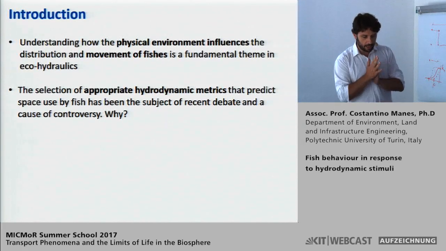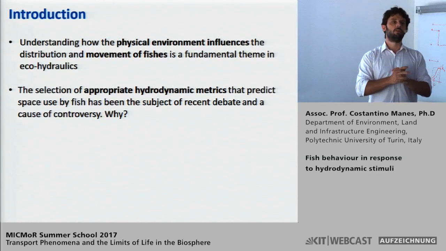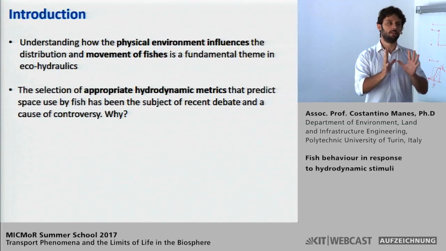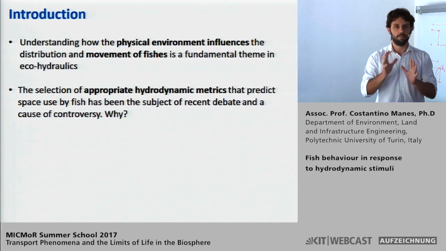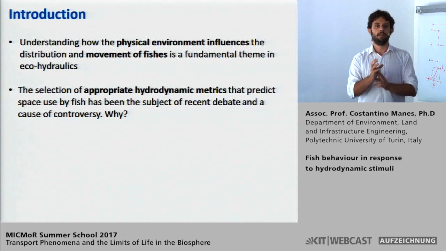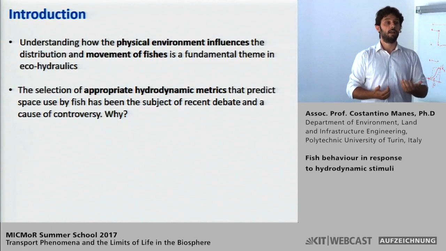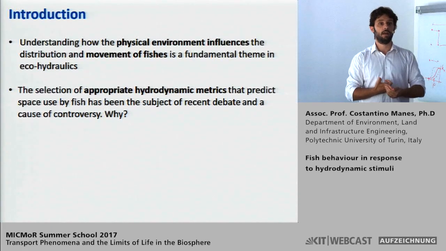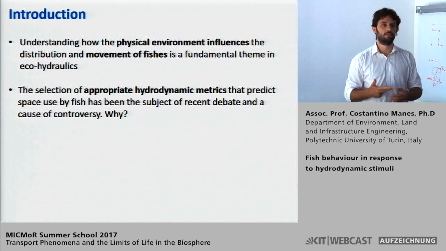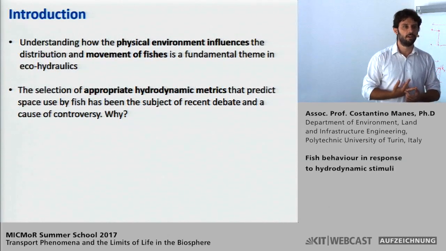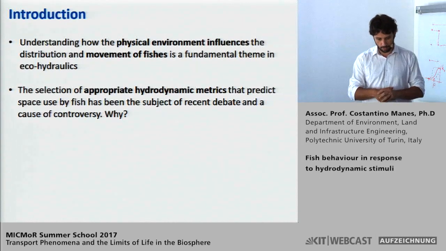This topic has created a fairly big debate in the literature, because if you want to identify what sort of hydrodynamics fish prefer, you have to find a hydrodynamic metric to describe it. Do fish like low velocity areas to stay there? Do they like high turbulence intensity? Do they like certain values of the skewness, of the flatness of velocity, of any statistics that you can think of? And there is a huge number you can use.